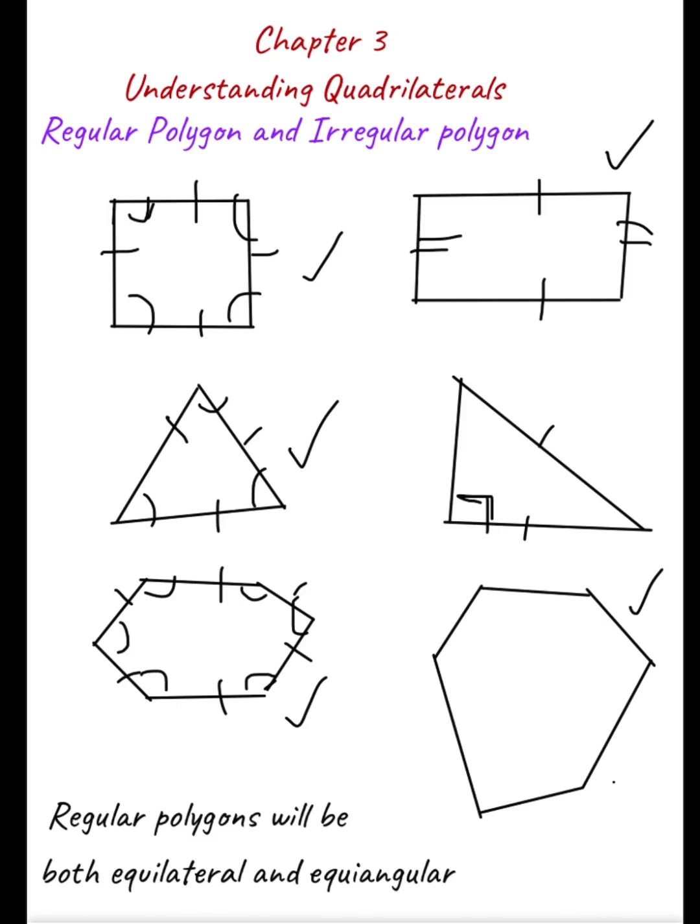So I hope you understood this. Today we have discussed what you mean by a polygon, what you mean by a convex and a concave polygon, and what you mean by a regular and irregular polygon. I hope you understood that.